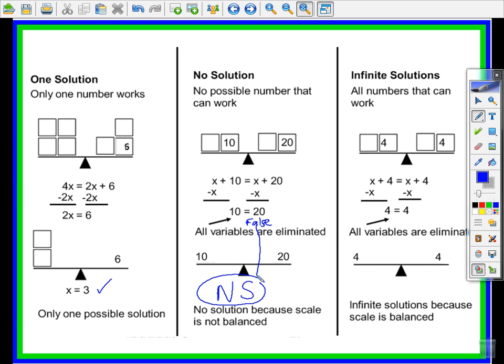So false statements give you an unbalanced scale. There's no possible solution. If you're solving this equation, you subtract x, 4 equals 4, that's true. Meaning I have a balanced scale and there are infinitely many solutions that I could plug in and this would work.